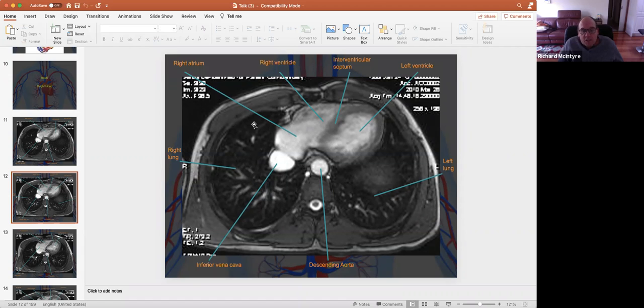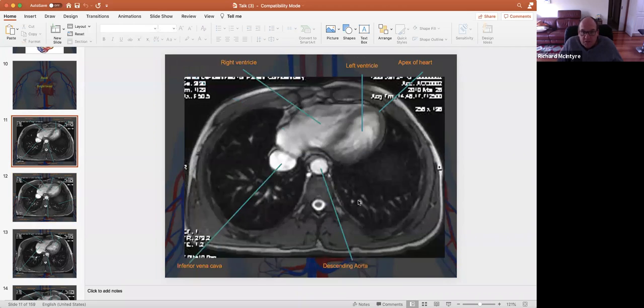When we're doing imaging of the chest, our main focus is the heart, okay, and the blood vessels coming off the heart, okay? We very rarely get clinical indications of an MRI scan required for the chest. Okay, so we've got all those structures there. We're going to go up another image.